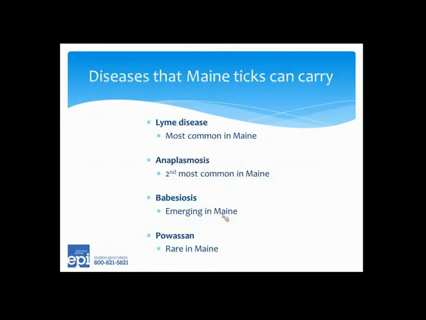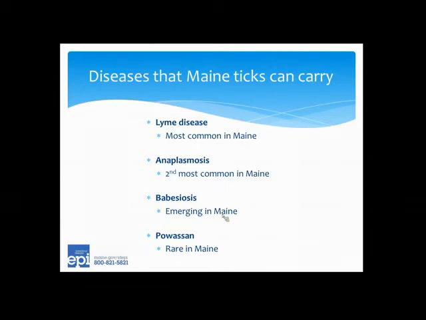So in Maine, there are 4 diseases that we know Maine ticks can carry. By far the most common disease is Lyme disease. It's the second most commonly reported infectious disease in Maine. Second up is anaplasmosis. A lot of people haven't heard of this disease, but it is on the rise. Our case counts have doubled for the last 3 years in a row, so we're seeing more and more cases of this.